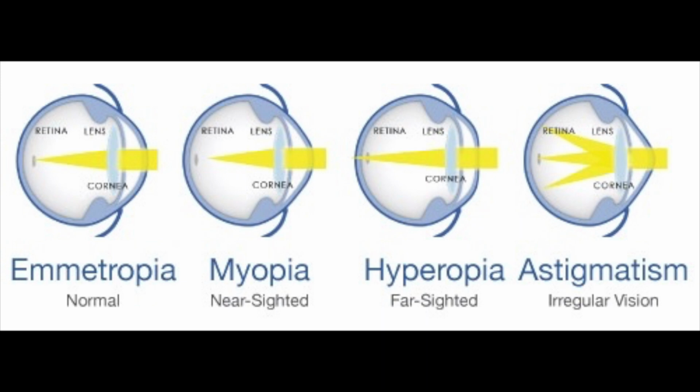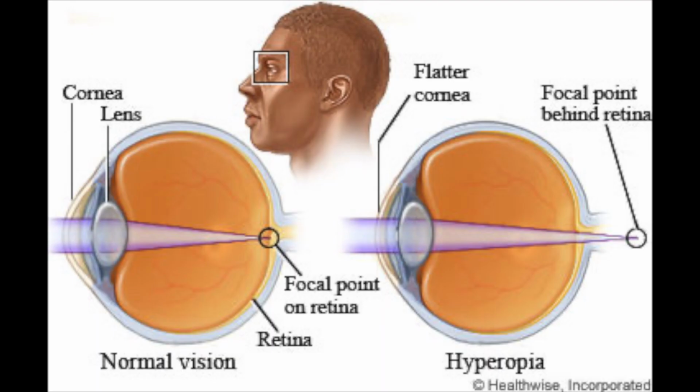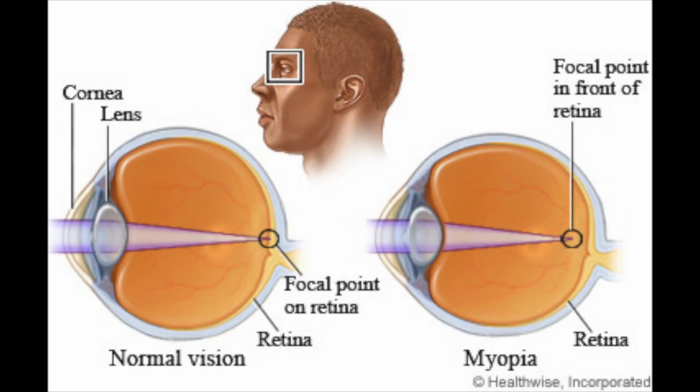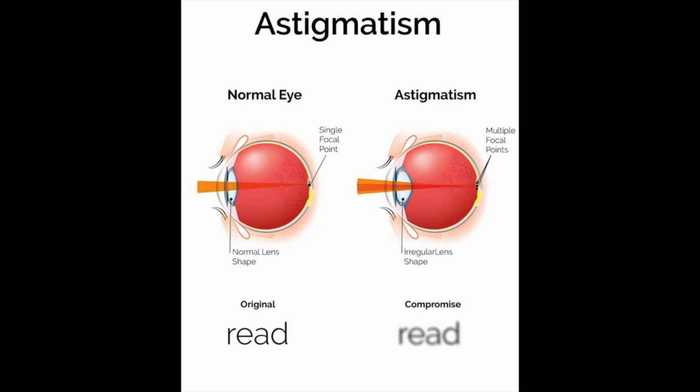There are multiple types of refractive errors: hyperopia, myopia, astigmatism, and presbyopia. Hyperopia, which is farsighted vision, is characterized by light focusing behind the retina, and nearby objects cannot be focused. This is corrected via a convex lens. Myopia, or nearsighted vision, is characterized by light focusing in front of the retina. As a result, faraway objects cannot be focused, and this is corrected via a biconcave lens.